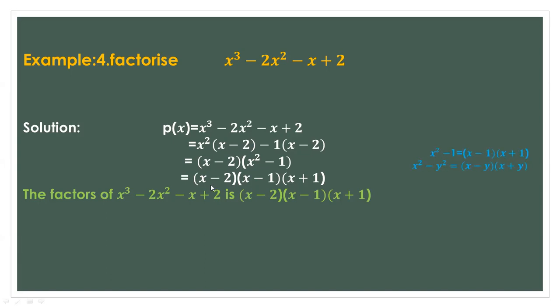Okay, students. Here x square minus 1 is one of your standard identities, that is x square minus y square, that is x minus y into x plus y as factors of x square minus y square. According to that, x square minus 1 you can rewrite as x minus 1 into x plus 1. Now factors of x cube minus 2x square minus x plus 2 are x minus 2 into x minus 1 into x plus 1. Okay, students, do you understand this?